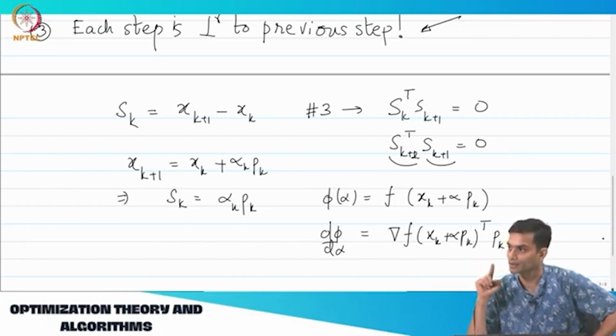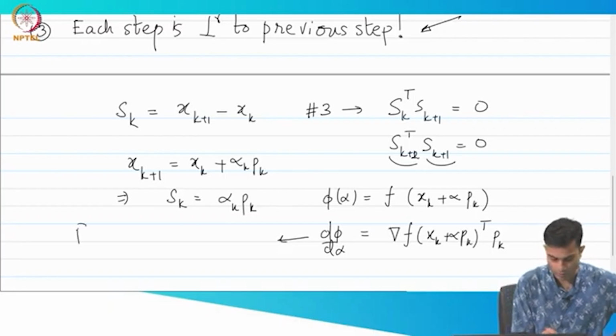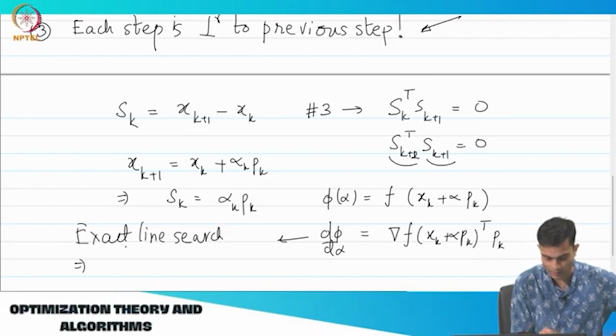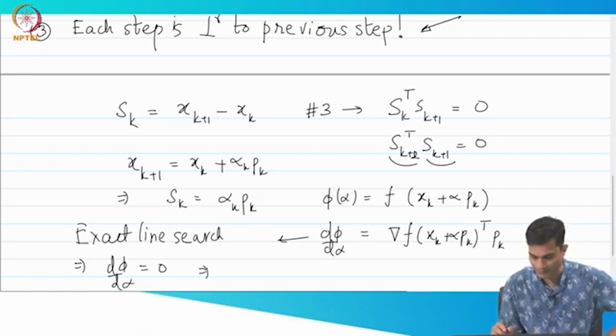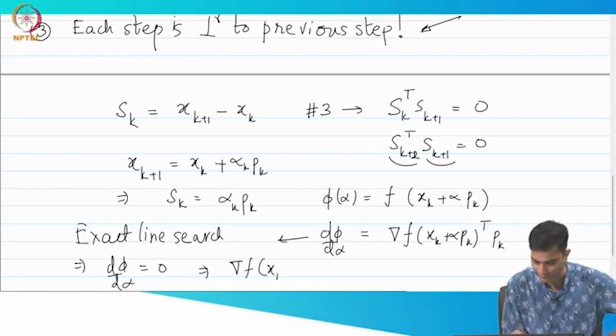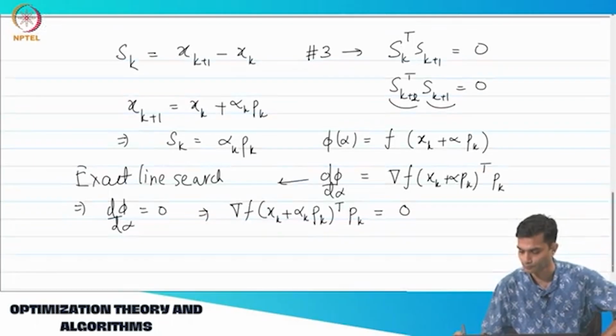0. Has to be 0. That is the condition for exact line search, right. So exact line search implies that d phi by d alpha equal to 0, which in turn implies that grad of f of xk plus, now I will put alpha k because it is that alpha k, transpose pk must be equal to 0.